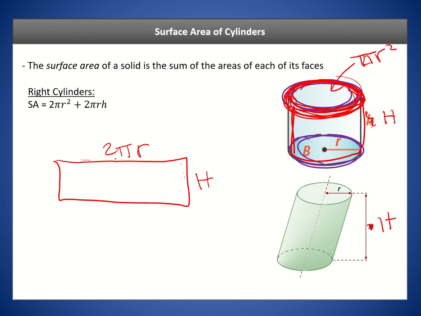So let's go ahead and provide the formula. The right cylinder is two circles, 2 pi r squared, plus 2 pi r h. 2 pi r h comes from here.